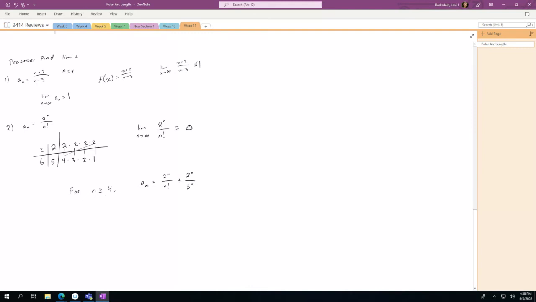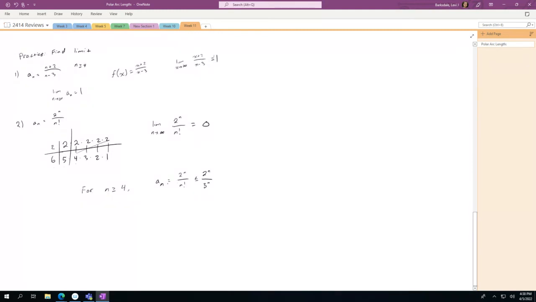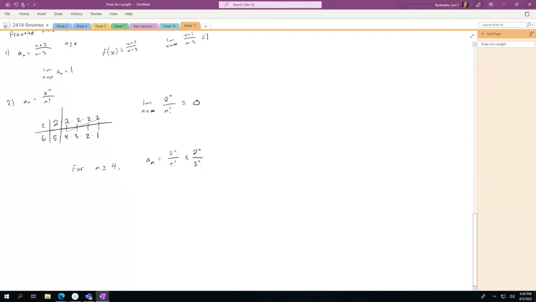Because I know that for n bigger than or equal to 4, whatever my n factorial term is contributing, it's going to be bigger than 3, right? So 4 is bigger than 3, 5 is bigger than 3, 6 is bigger than 3. So then the reciprocal would have to be smaller. So 1/4 is smaller than 1/3, 1/5 is smaller than 1/3, and so on. So my 2 to the n over n factorial is smaller than 2 to the n over 3 to the n, which is equal to (2/3) to the n.